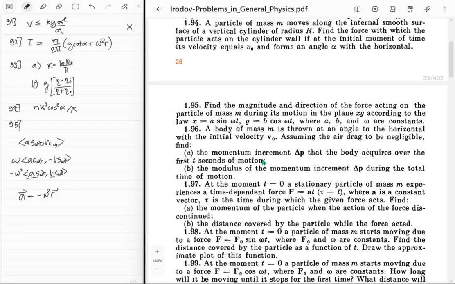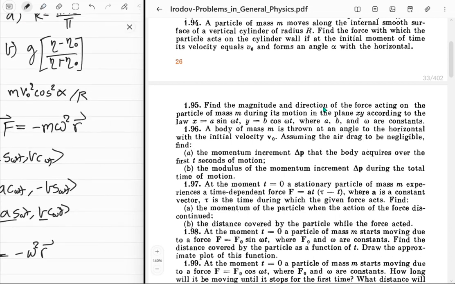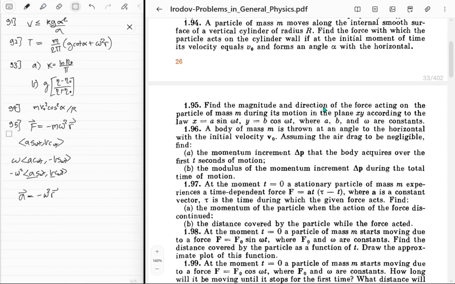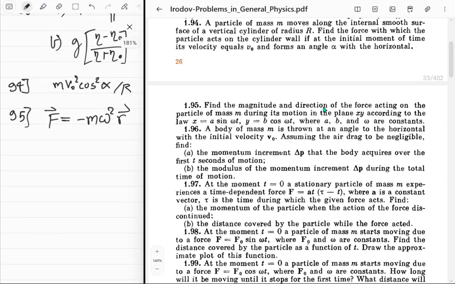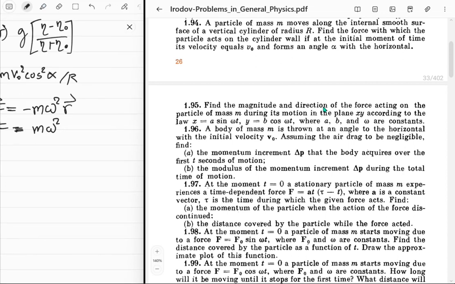Now, what do we want to do with it? Find the magnitude and direction of the force. We just got it, right? The force is negative m omega squared r vector, which we did. The magnitude of the force is just m omega squared times the magnitude of the r vector at that moment, so square root of a squared sine squared of omega t plus b squared cosine squared of omega t. So it changes with time.